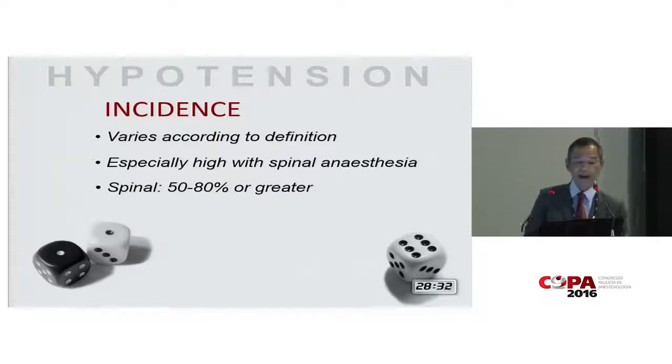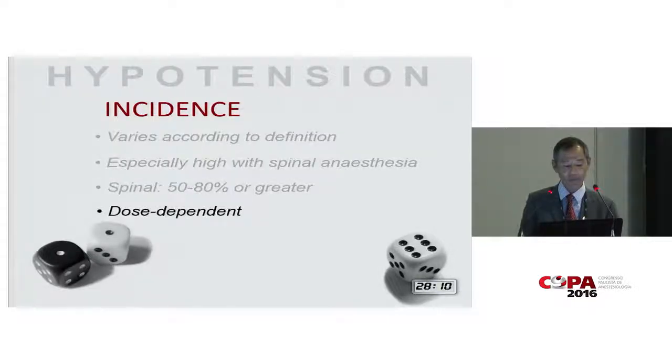So the incidence of hypotension during spinal anesthesia in obstetrics, of course, does vary according to the definition that we use. But we know that it is especially high with spinal anesthesia, in which it's known to occur in about 50 to 80% of cases, or even greater. But the incidence, of course, is dose dependent. It depends on the dose in our spinal anesthetic.